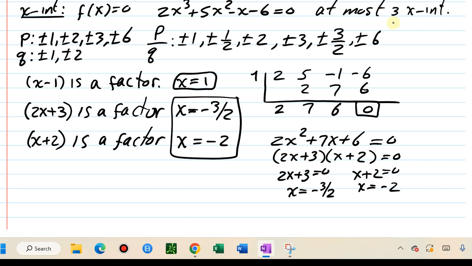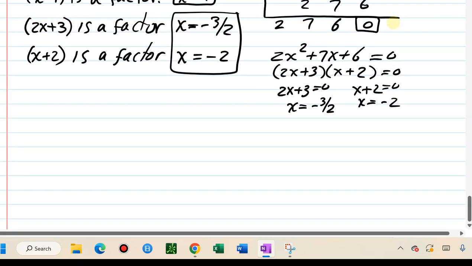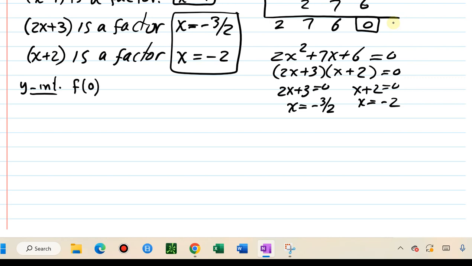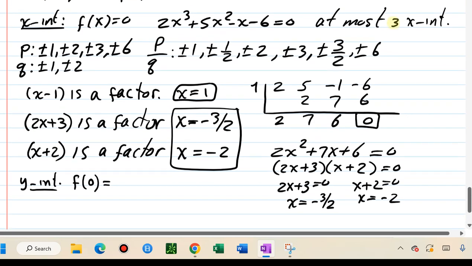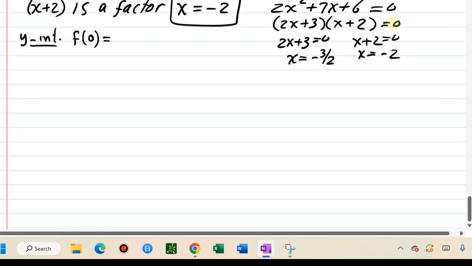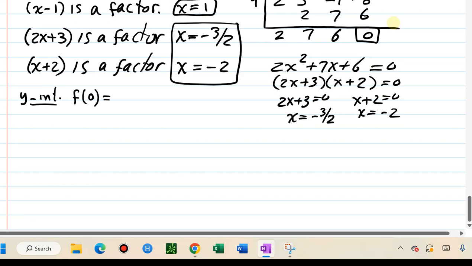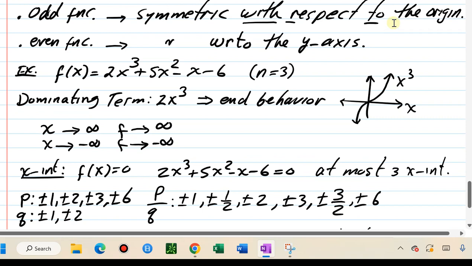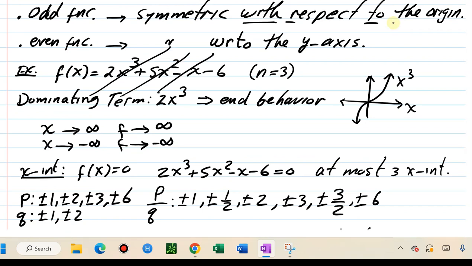Perfect. So we have the dominating term, extreme behavior. We got the x-intercepts. Oh, how about the y-intercept? The y-intercept is really easy to do, folks. You do f at 0. When you do f at 0, you just plug in 0 into this polynomial that I have, 2x cubed, 5x squared minus x minus 6. So that one is just going to make it negative 6, right? Because when x is 0, that's 0, 0, 0. I only have negative 6 remaining.